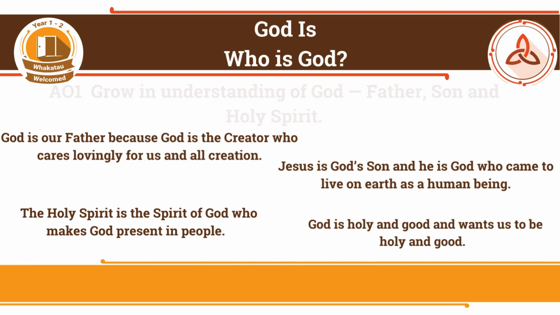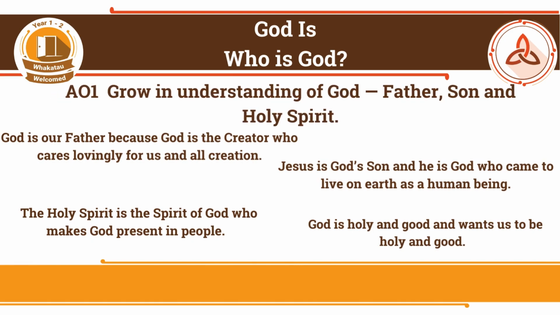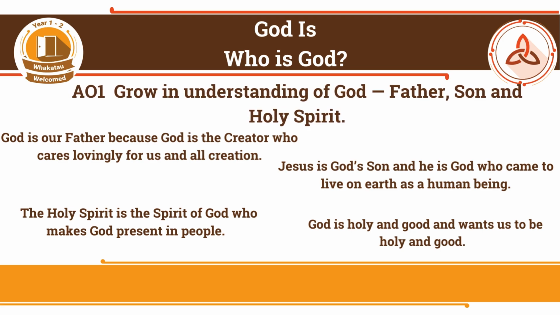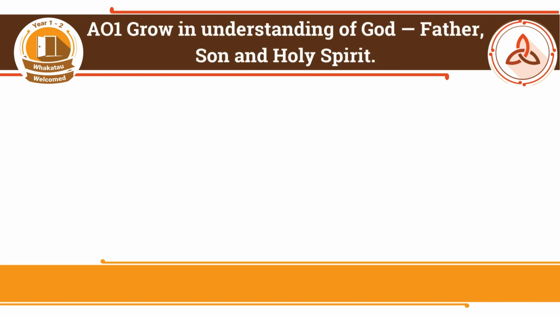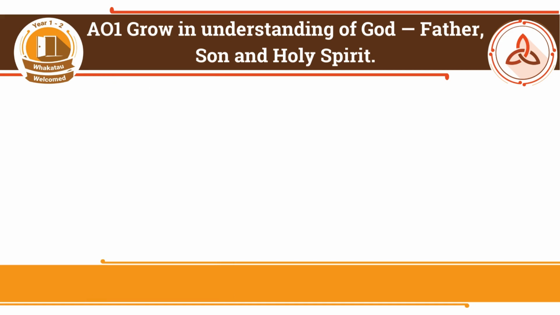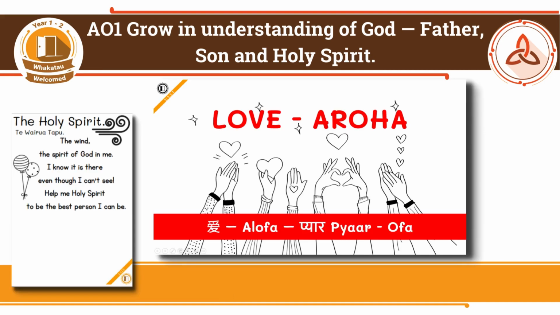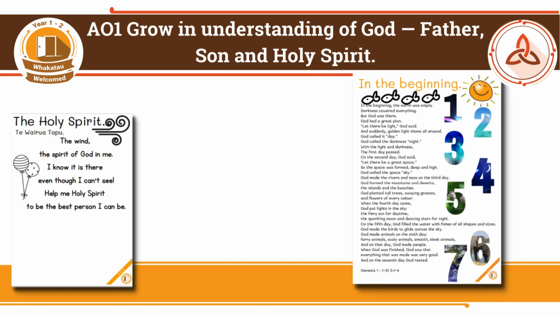Let's start at AO1, grow an understanding of God, Father, Son, and Holy Spirit. These are some of the things that the children will be looking at. The children start by building on their understanding of God. God is love, and what love means to them. They talk about Father, Son, and Holy Spirit, but the word Trinity is approached in Phase of Learning 1 too. Children learn the creation story through poetry, drama, and art.